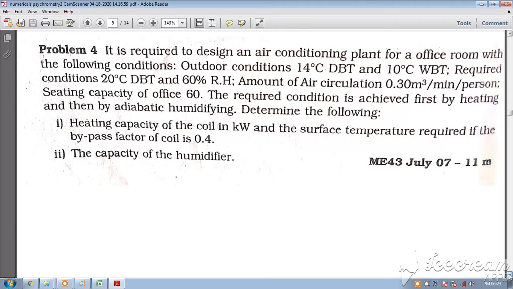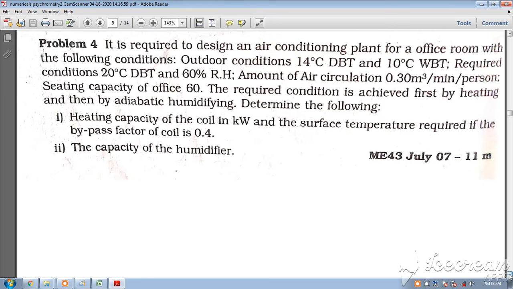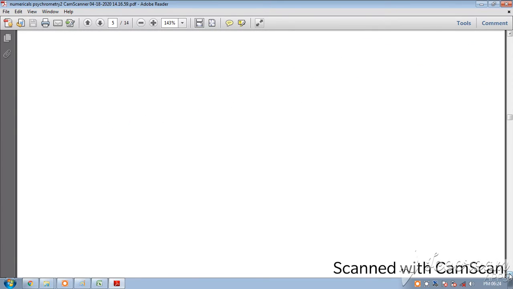Amount of air circulation is 0.3 meter cube per minute per person. Seating capacity of the office is 60 and the required condition is achieved first by heating and then by adiabatic humidification. Determine the following: heating capacity of the coil in kilowatt and the surface temperature required if the bypass factor of coil is 0.4, and second, the capacity of the humidifier. It was asked many times in VTU examinations for 7 to 11 marks.